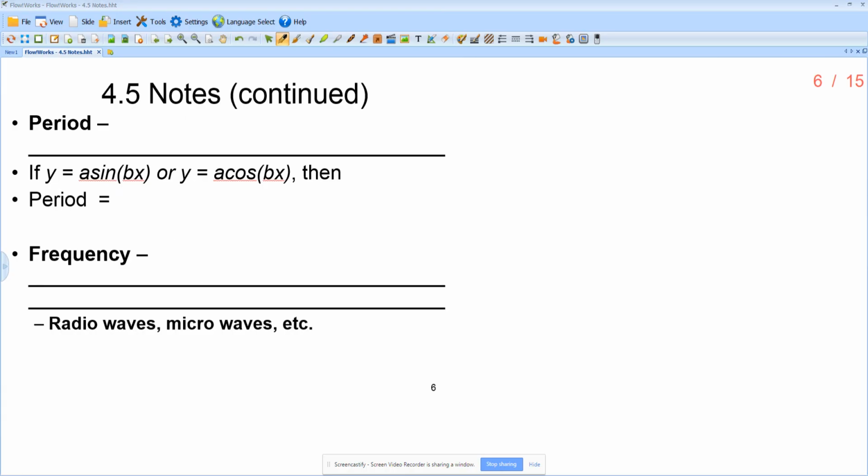Then we talk about the period, because the period will not always be 2 pi. The period is the amount of x values to complete a cycle.